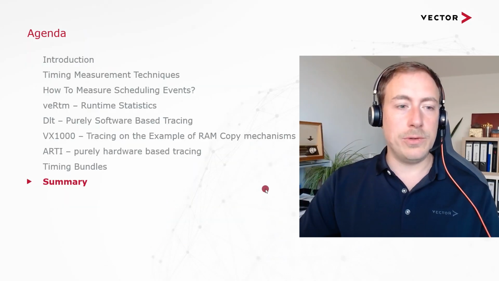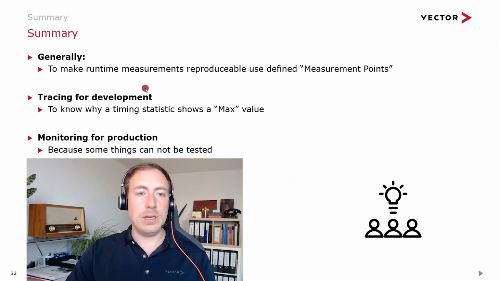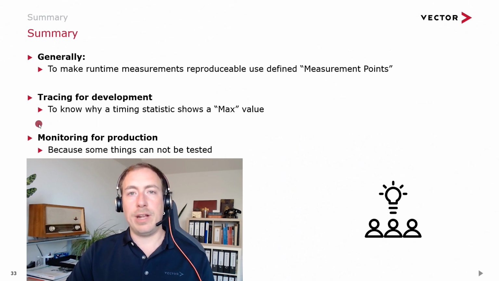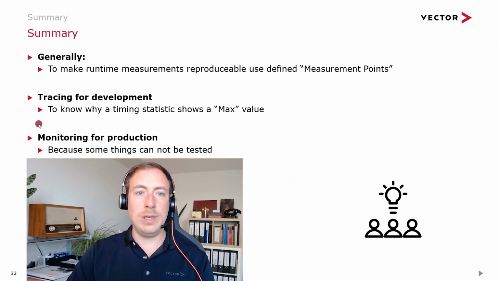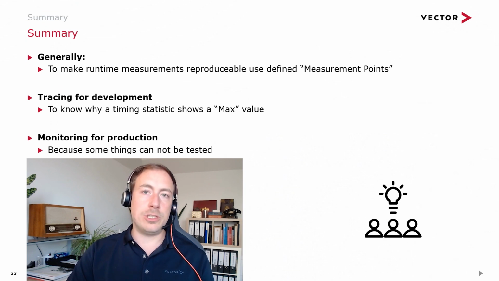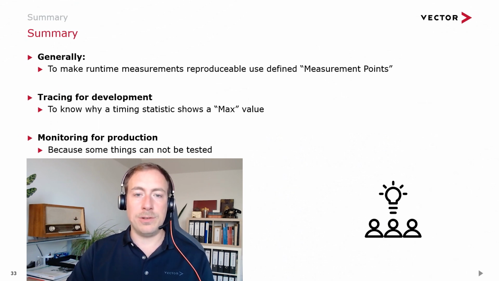Now, let's come to a summary. Generally, in my understanding, it is important to make runtime measurements reproducible. So use the defined measurement points as we provide in the MICROSAR OS. In my understanding, tracing is really for development in order to understand what the ECU is doing. And if you want to also be aware of the runtime of your ECUs in production, use a monitoring solution, which is, for example, the RTM module.